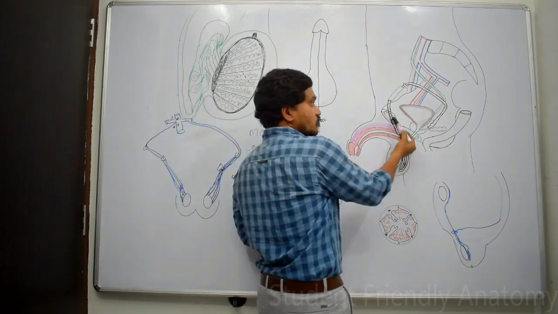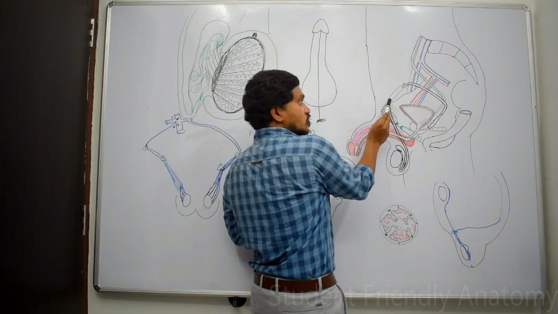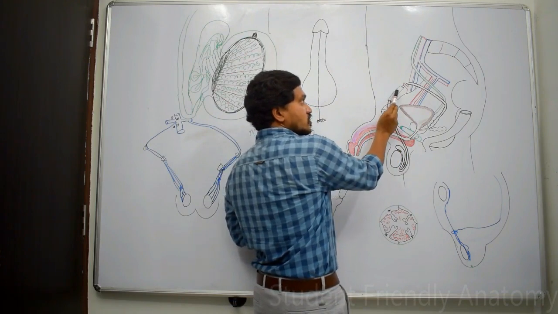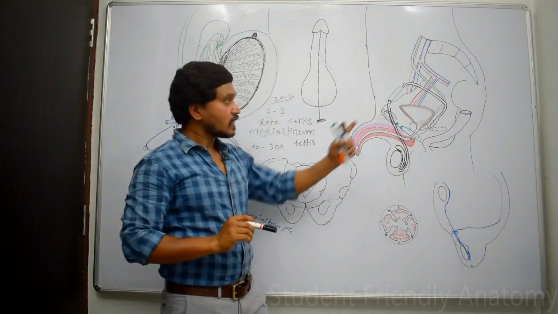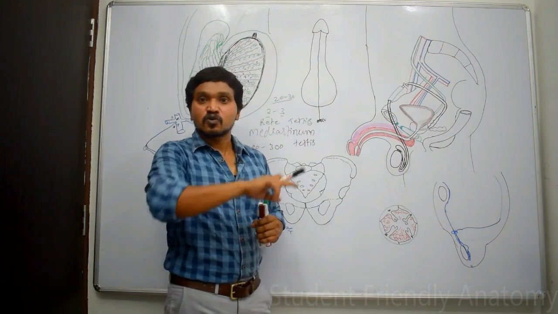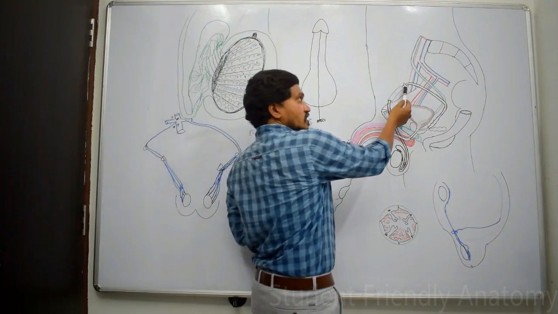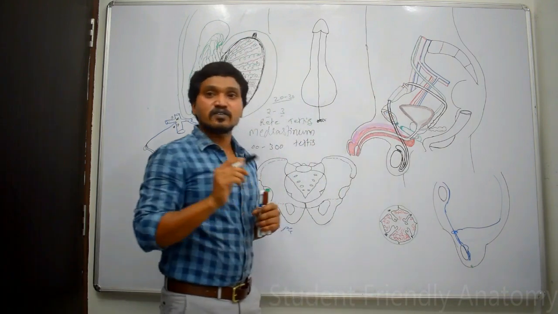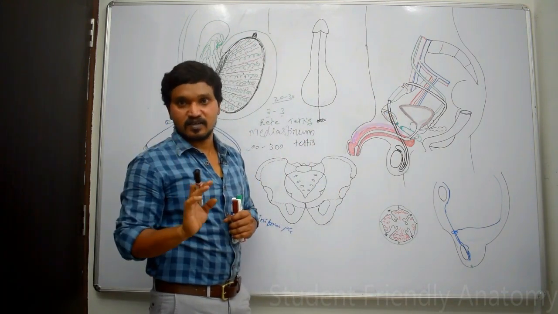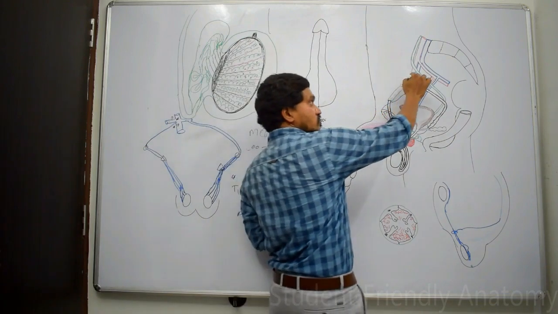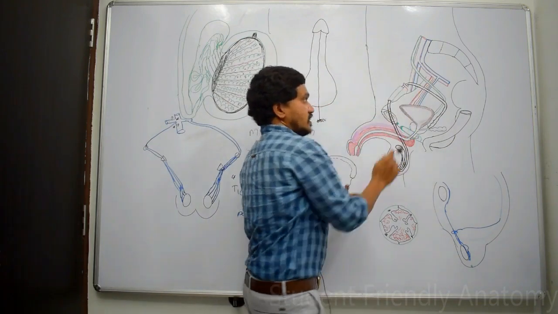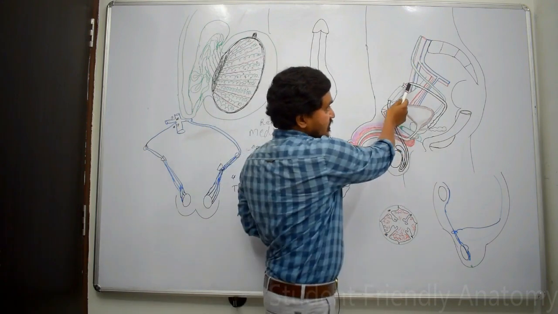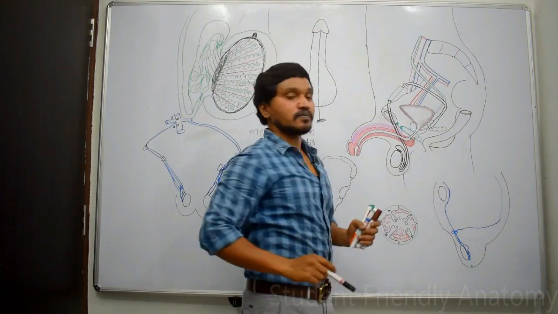Then it ascends upwards and reaches the superficial inguinal ring, then passes through the inguinal canal and reaches the deep inguinal ring. At the deep inguinal ring, it hooks around this artery. What is this artery? Inferior epigastric artery. So it hooks around the inferior epigastric artery, runs backwards and medially. See here, it is running backwards and medially.